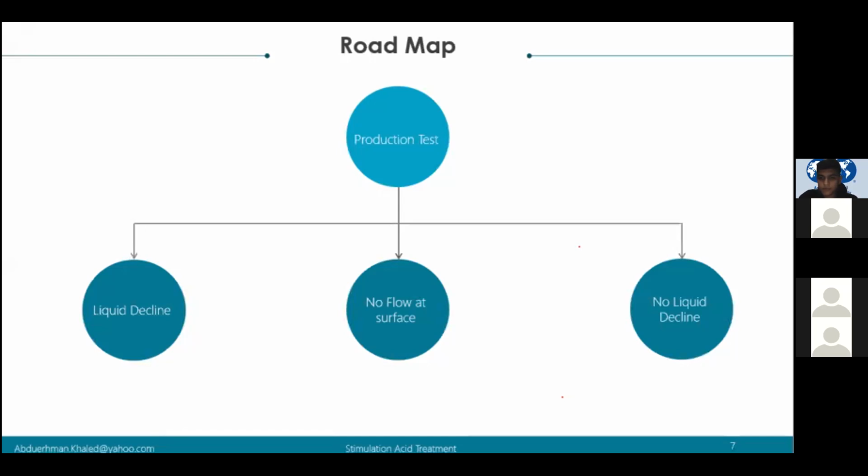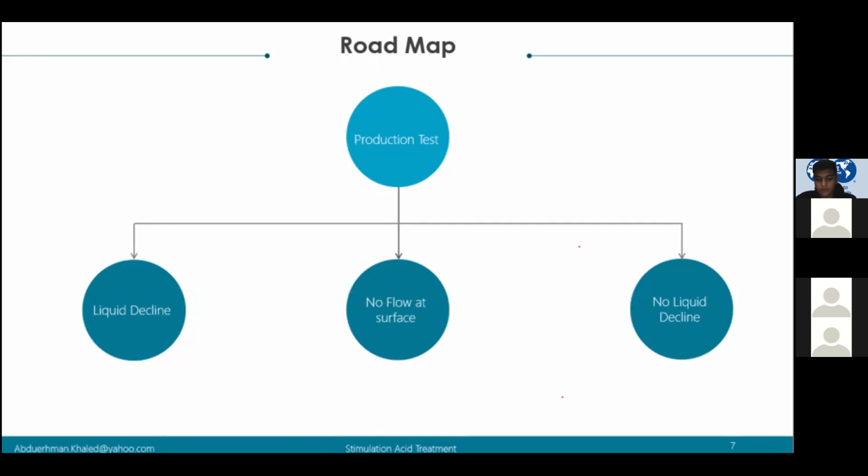Starting with the production test, I believe this is the best way to know if you have a problem, assuming that it's a mature field. There will be three possible outcomes after testing the well. Either we have a liquid decline, or sometimes we don't have a flow at surface, I mean the well is not able to produce. And the third one, there is no decline in the liquid, I mean the liquid is stable. So here we have the main three categories for our case.